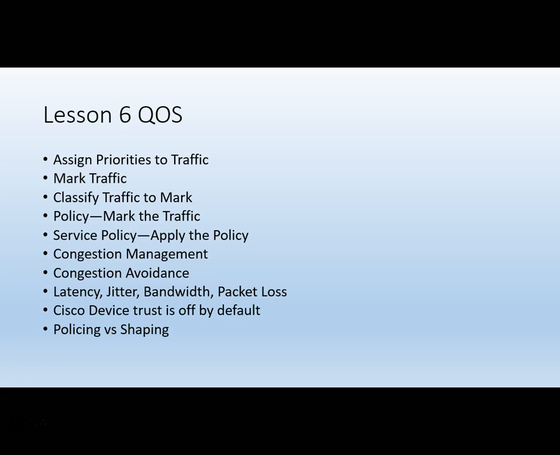We mark the traffic. First, we classify the traffic to mark, and we classify it with a class policy. And we're going to use access control lists in order to classify the traffic. So then we have a policy after which traffic we're going to do. We mark the traffic, and then after we mark the traffic, a service policy will apply the policy to the traffic. We use these for congestion management, congestion avoidance, so that we allow the high priority traffic to have the higher priority.